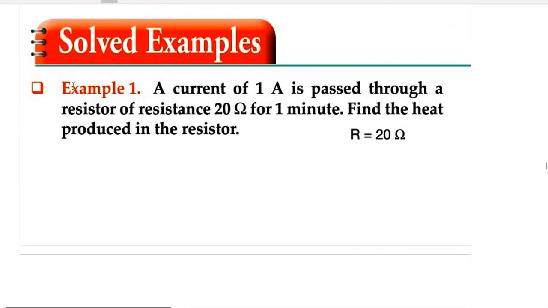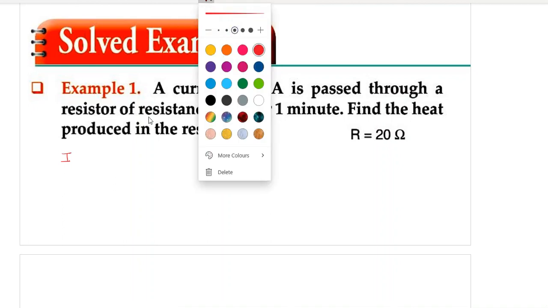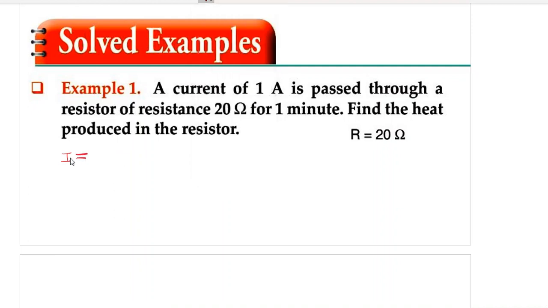Let's start with the numericals. A current of 1 ampere is passed through a resistor of resistance 20 ohms for 1 minute. Note what I am doing, I'm just noting whatever they have given me. Find the heat produced in the resistor.